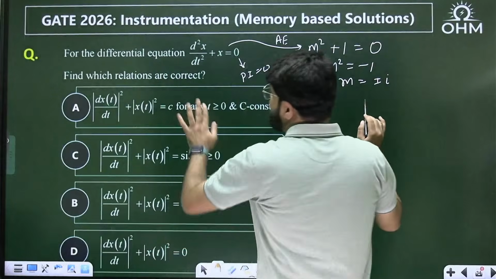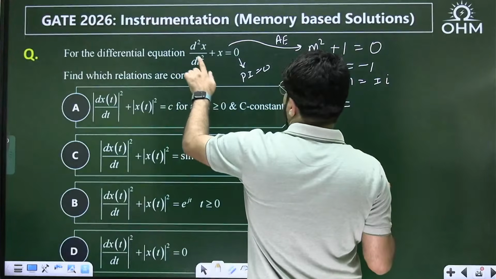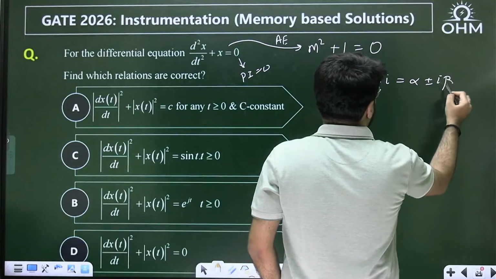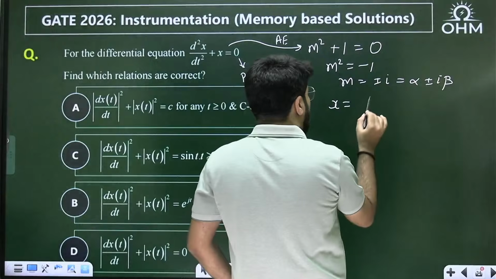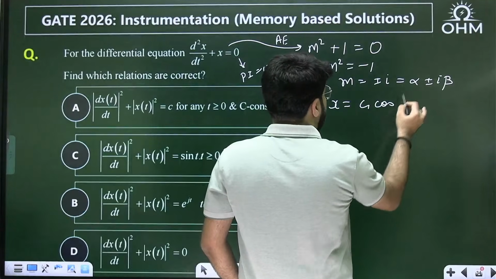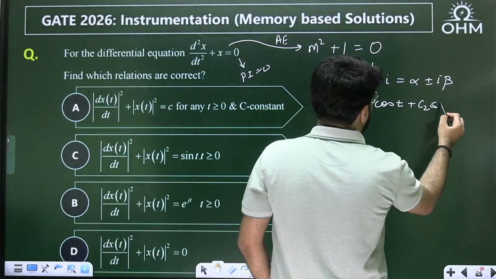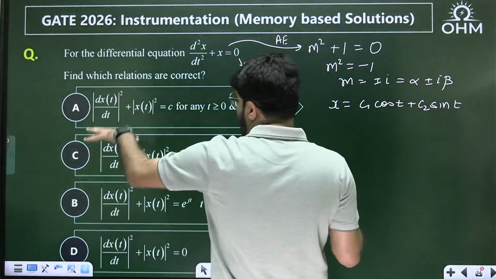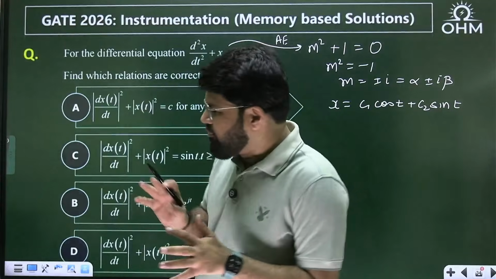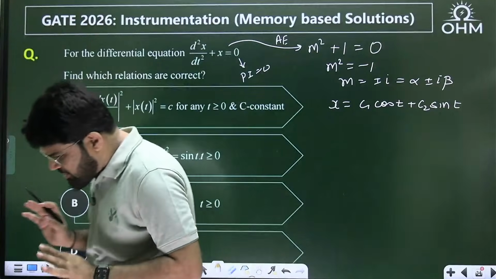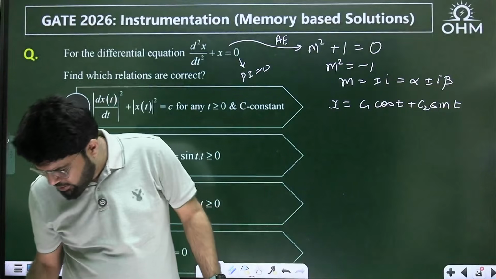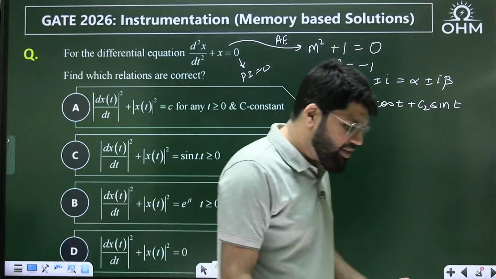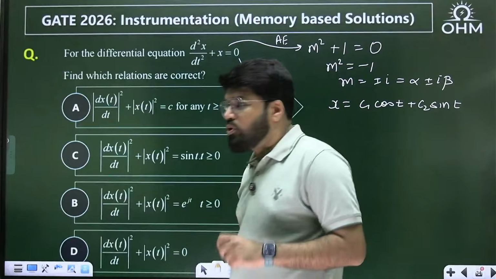If roots are pure imaginary, what will be the x function? x is a function of t. It is like alpha plus minus I beta, a complex conjugate pair, e power alpha, that is 0. C1 cos beta t, beta is 1, so C1 cos t plus C2 sin t. This is the answer. Then I need to check the options which talk about the derivative. Of course, you don't directly study this in your syllabus, that's why we are solving the differential equation. But this is related to the concept known as the simple harmonic oscillator.